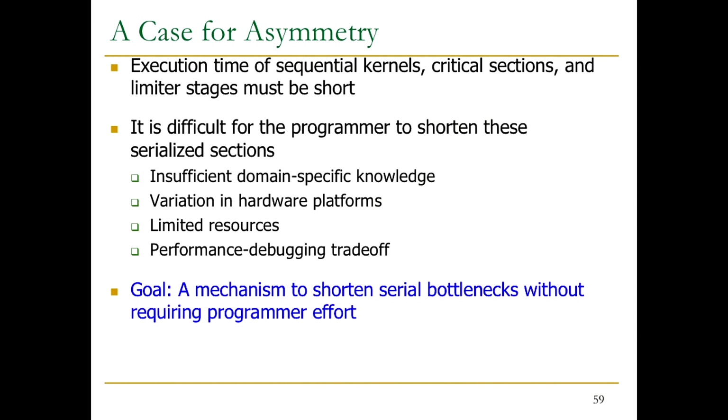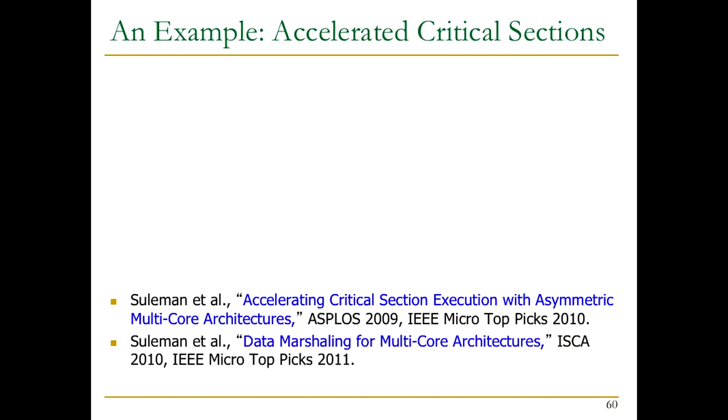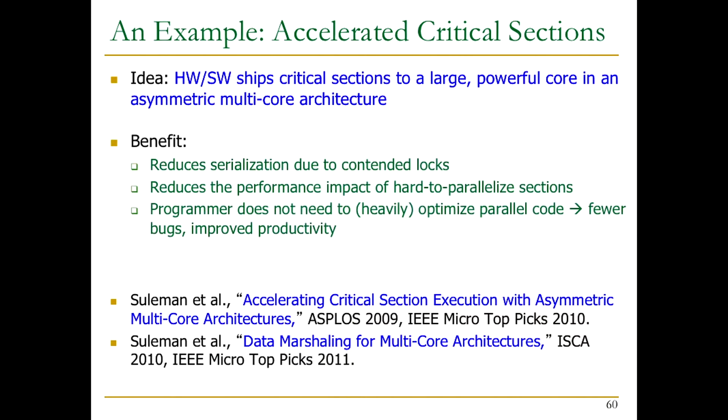OK, so our goal is a mechanism to shorten serial bottlenecks without requiring programmer effort, or minimal programming effort. And the idea is very simple. Accelerate the serialized code sections by shipping them to powerful cores in an asymmetric multi-core processor. Basically, the hardware and software cooperatively ship critical sections to a large, powerful core in an asymmetric multi-core architecture. The benefit is you reduce serialization due to contended locks. This reduces the performance impact of hard-to-parallelize sections, and the programmer doesn't need to heavily optimize the parallel code.